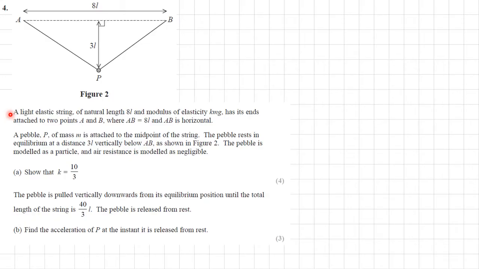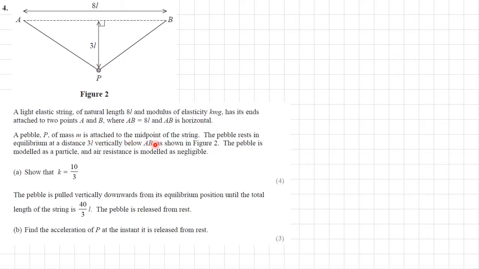Question 4. A light elastic string of natural length 8L and modulus of elasticity kmg has its ends attached to 2 points A and B here, where AB is 8L. So the distance between these 2 points where the string is attached is 8L, and AB is horizontal. A pebble P of mass M is attached to the midpoint of the string.